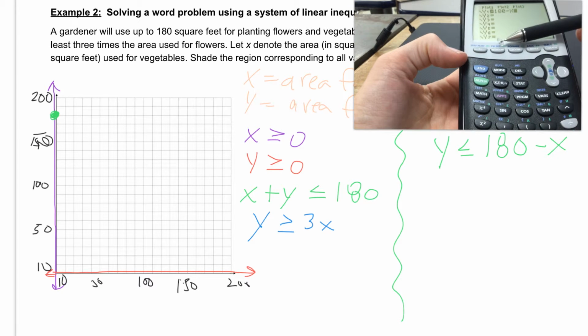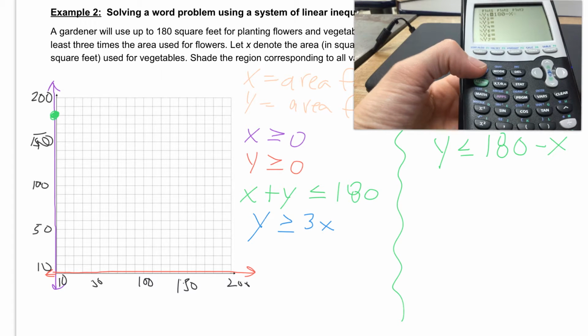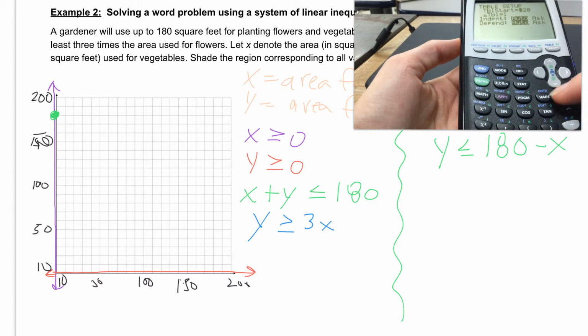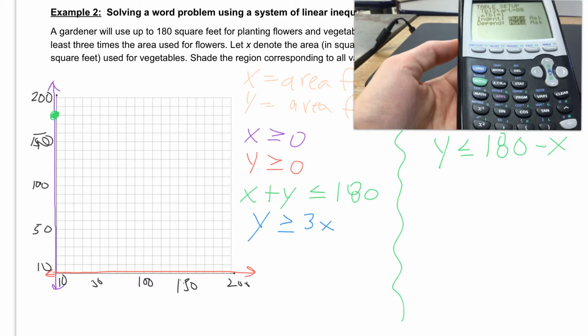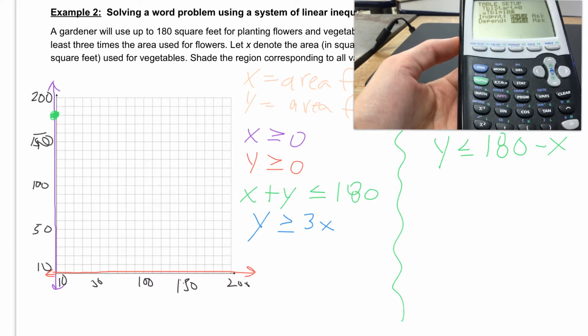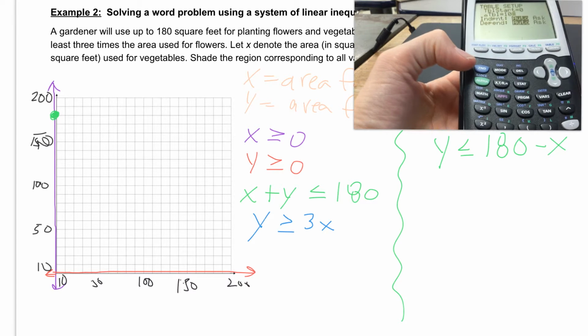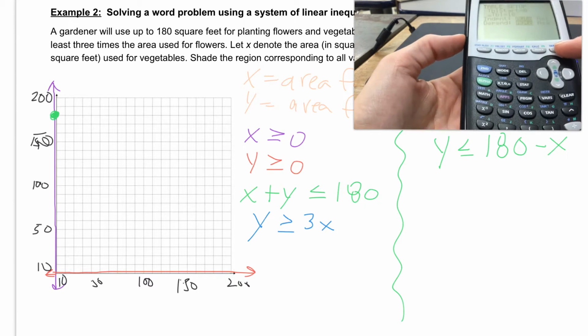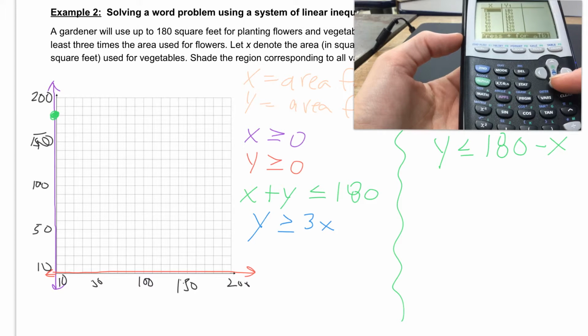So what I'm going to do is go to my table set, which is right here. It's in blue above the window key. So I have to hit second first, and then that window key. I'm going to start it at 0, which is where my graph is starting over here, and I'm going to go up by 10. This little triangle with the table set indicates how much your table is going to go up by. Now if I go to my table function, I hit second and graph, my table now goes up by 10, so I don't have to scroll through as many numbers.